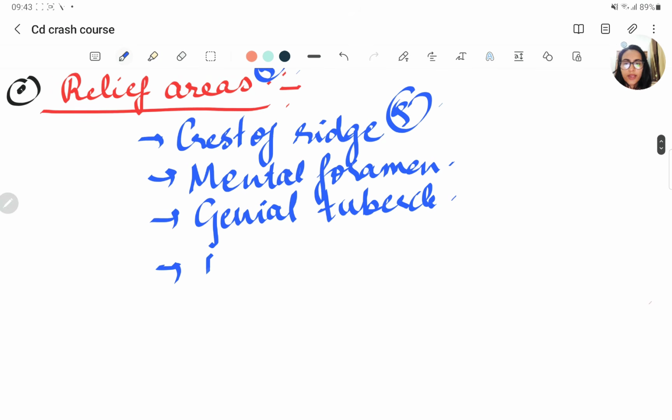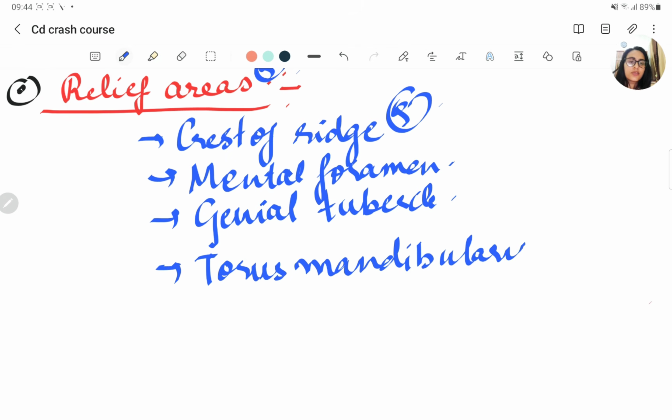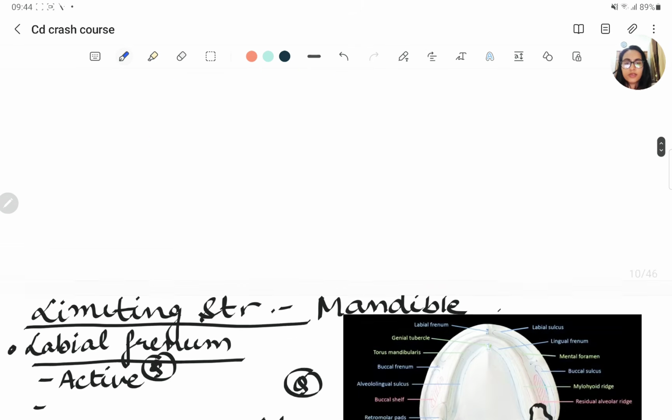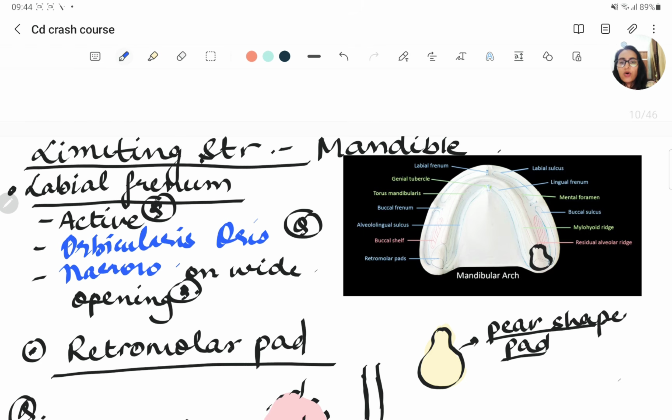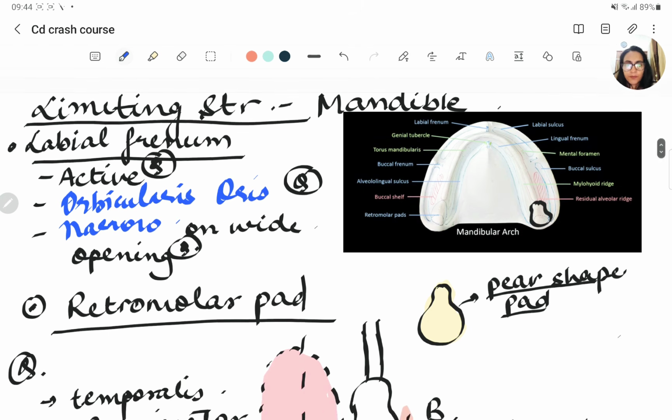Also the tori, which are present in the mandible, known as torus mandibularis, present lingual to the premolars, and they are surgically removed, are the relief areas. When we talk about the limiting structures of the mandible, we have the labial frenum, which is an active frenum. In the mandible, the labial frenum is active because of the orbicularis oris muscle activity, and it becomes narrow on wide opening of the mouth.